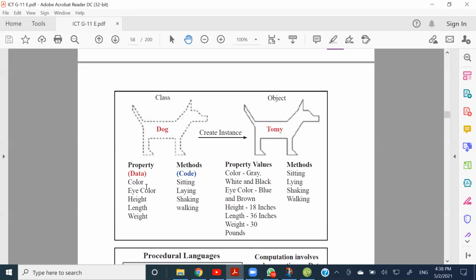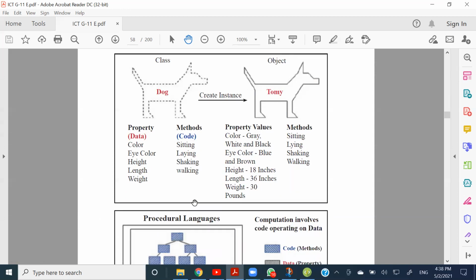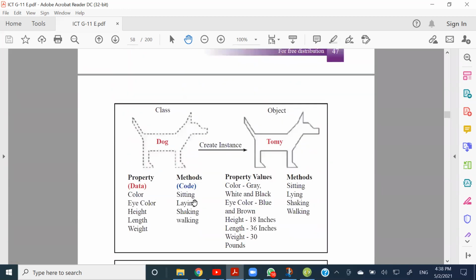So properties: color is gray, white and black, eye color is blue and brown, height is 18 inches, length is 36 inches, weight is 30 pounds, likewise. So those are property values. And the methods are going to be the same methods. So we can compare things in that particular manner as well, right?